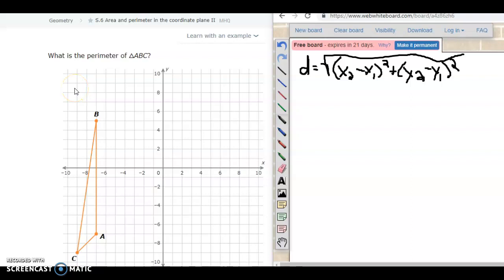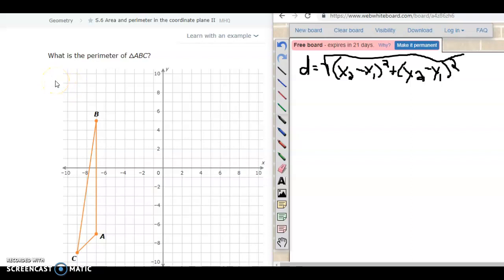So this is a video for S.6 area and perimeter of the coordinate plane number 2. So this one is much like number 1. You're just going to be using the distance formula a lot more often for this one because you don't have as many straight lines. So let's go ahead and take a look at the first question.